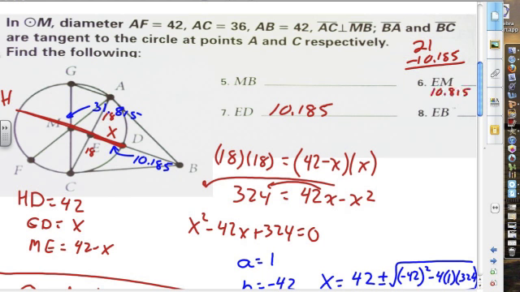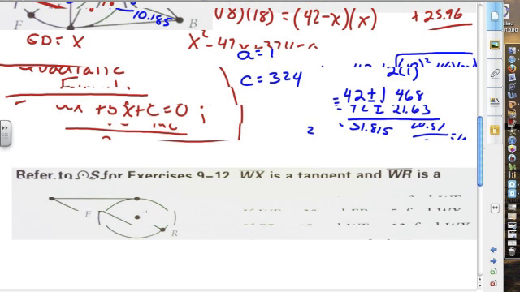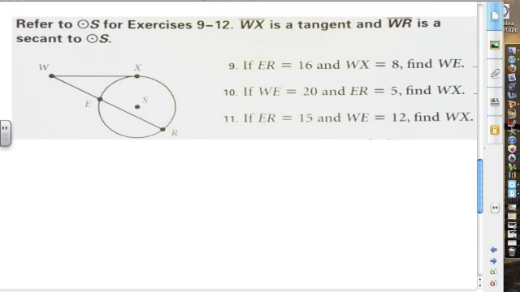So it's 10.815. My EB is going to be my 10.815 plus 10.185, plus our 25.96 that we found earlier. So it's 36.145. So we have found every length in this figure. Every length. We can find out every one of them. The only one we haven't done actually yet is GA, but that doesn't matter because we weren't asked to find that one. Okay, let's move on to a different type of problem.